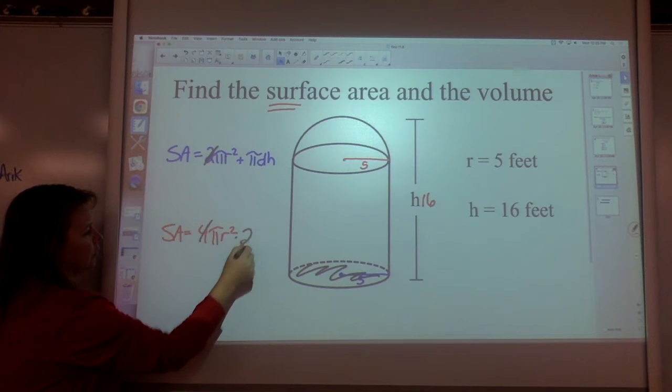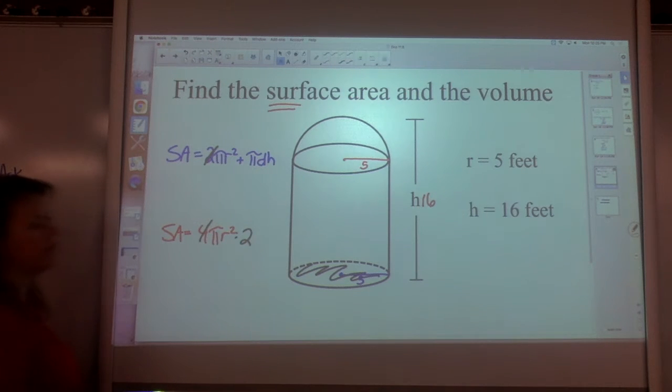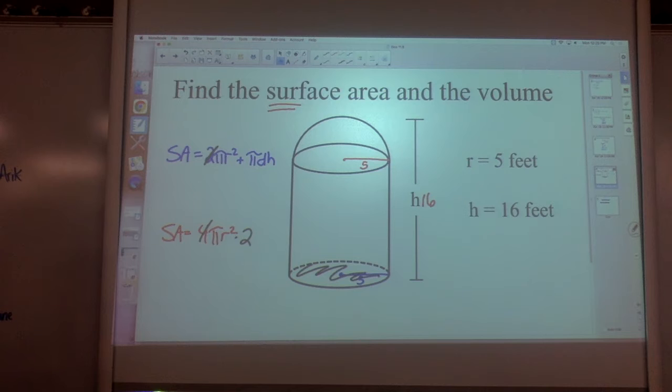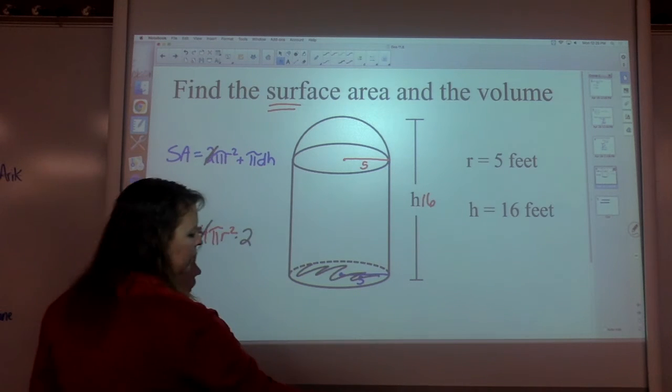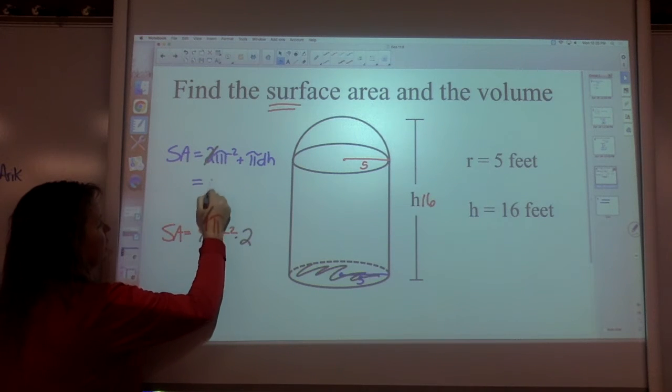Instead of 4 pi r squared. So we've got to really think. We can't just slap out some formulas and do it. So let's take a look at the surface area of the cylinder.